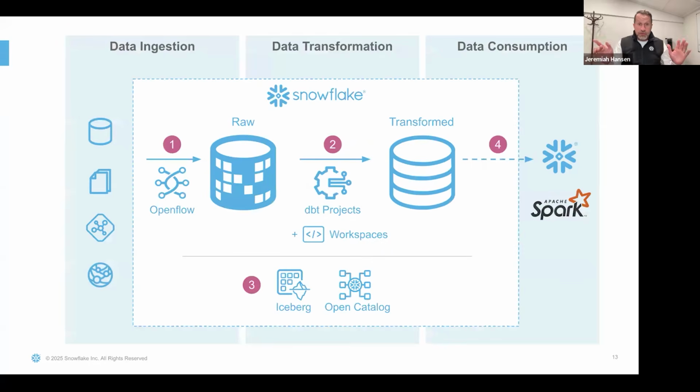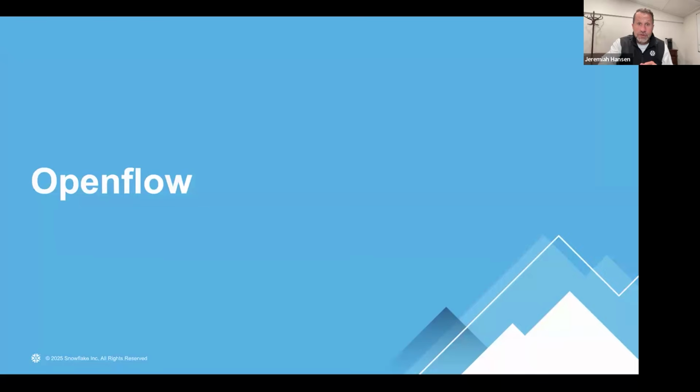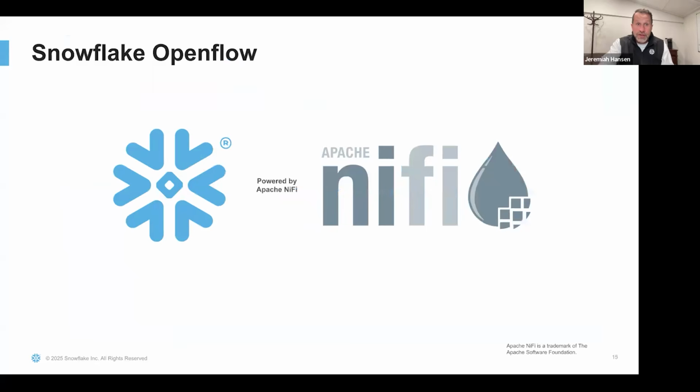All right, so back to the overview. Here's what we're going to do. We're going to go through Openflow to ingest. And you can see the kind of the raw and transformed here. Then we're going to use dbt projects to transform. It's going to be stored in Iceberg, and we're going to query that with different flavors of Spark. And like I said, I'm going to just spend a few more minutes going through those various components in the diagram. So Openflow, this is a really exciting announcement.